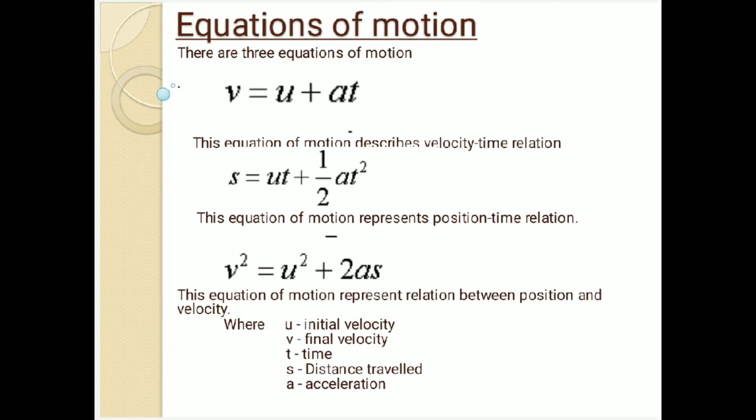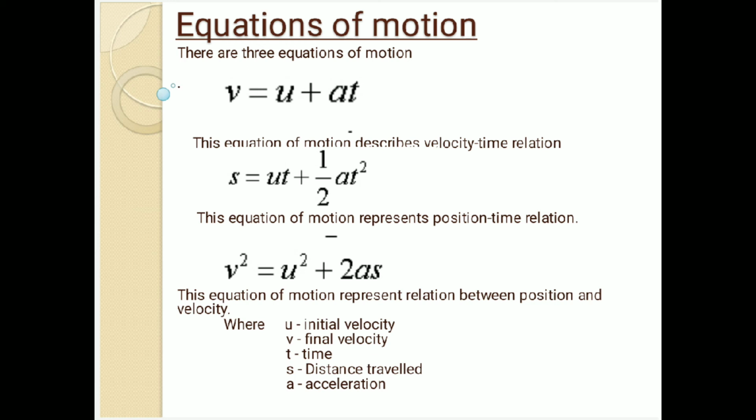So now, equations of motion, which you already know. We have three equations of motion. Here you have to remember, along with each equation, what it describes. For example, what is the first equation of motion? v = u + at. This equation of motion describes the velocity-time relation. It gives the relation between velocity and time.